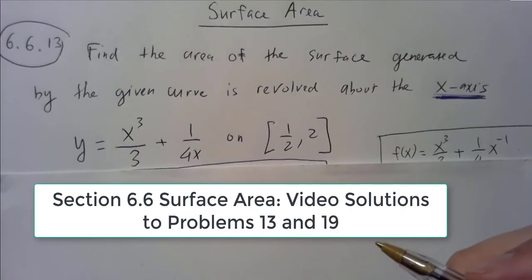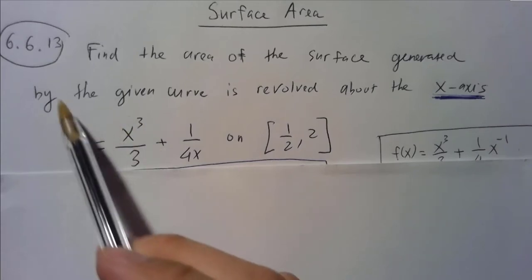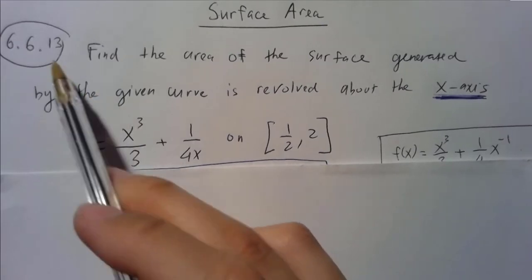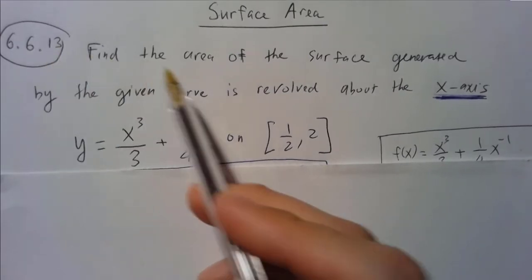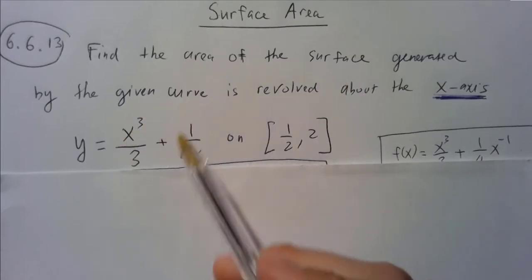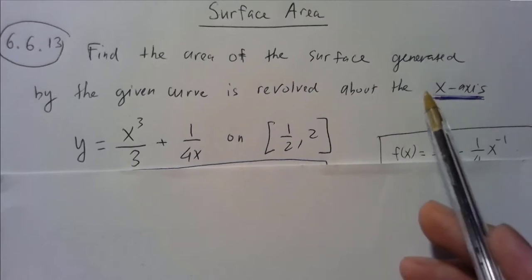Hi, in this video we are going to solve two problems on the assignments for section 6.6, the surface area. Problem 13: find the area of the surface generated by the given curve. This is the curve. It's revolving about the x-axis.